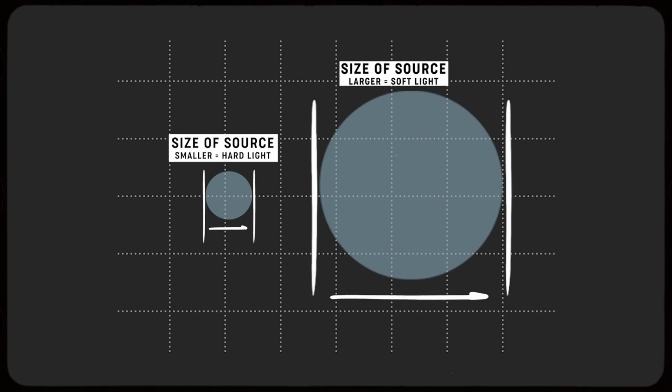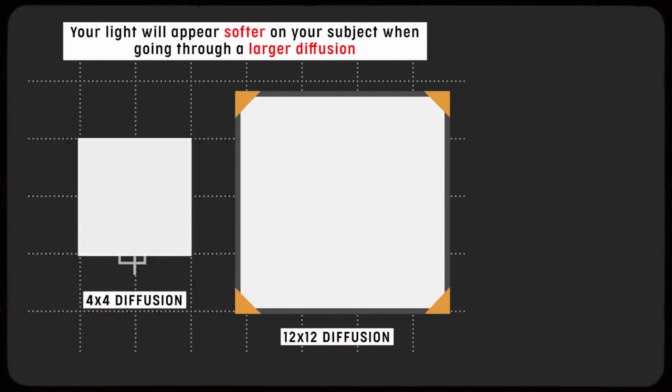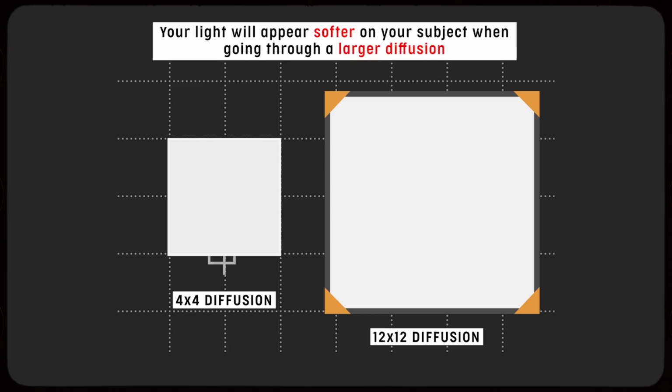The why comes from the size. If something is bigger, it is going to be softer. If you are going to key me right here, the light will appear softer if it was being sent through a 12 by 12 frame of diffusion versus a 4 by 4 frame of diffusion.